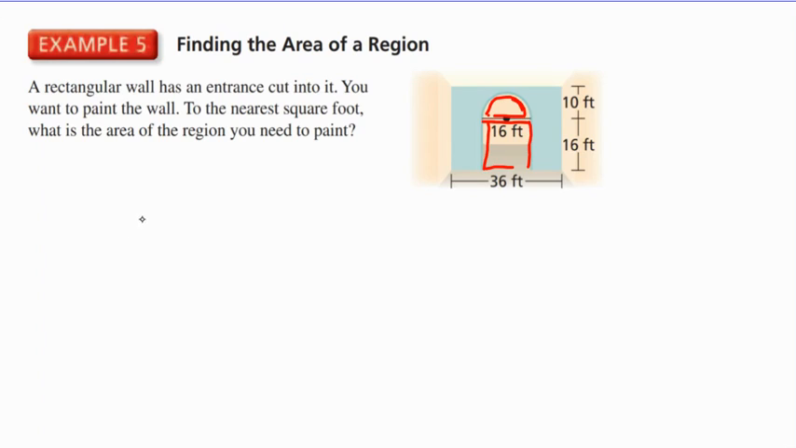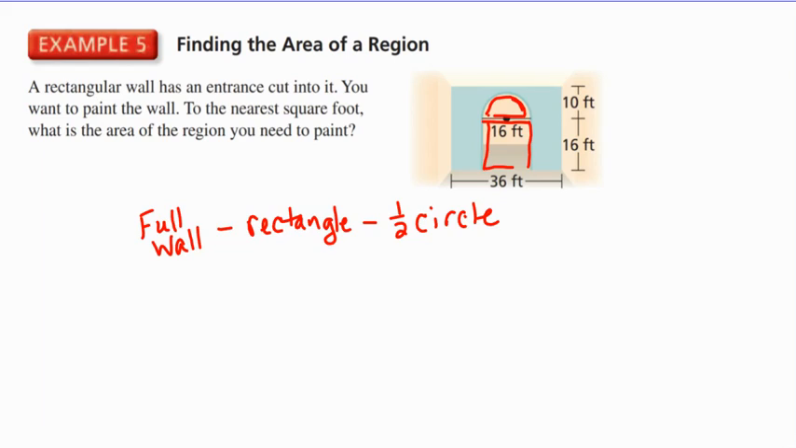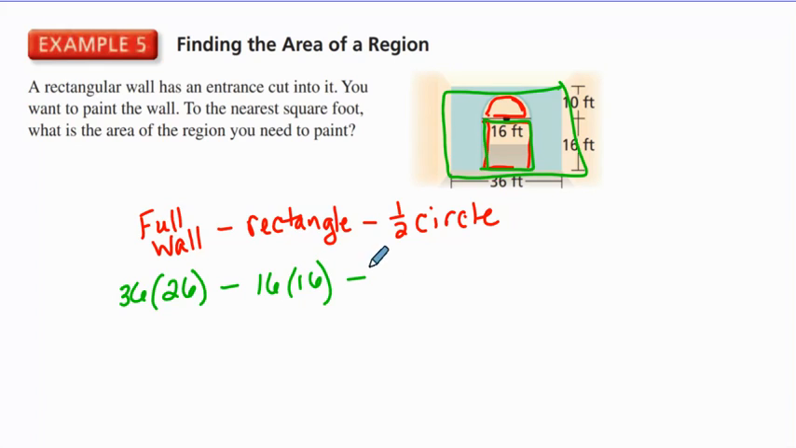So what I'm going to paint is pretending like it was a full wall, but subtracting out this bottom rectangle, and also subtracting out up here where we have half of a circle. Okay, so if I wanted to paint the whole entire wall that did not have a doorway in it, the whole entire wall would be 36 times 16 plus 10, which is 26. Okay, when I subtract out this doorway right here, right, the rectangle part is going to be 16 times 16. When I subtract out this half circle up here, I've got 1/2 times pi times the radius squared.